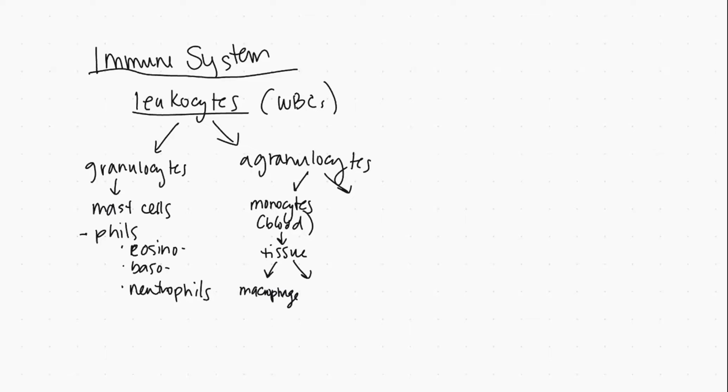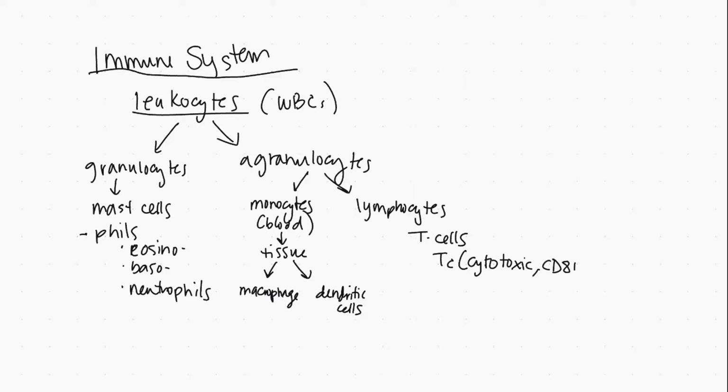For the agranulocytes, we also have another group called the lymphocytes. Our lymphocytes are in two categories, the T cells and the B cells. And for the T cells, there's two different types of T cells. There's the cytotoxic, and the cytotoxic are CD8 positive. And then the T helper cells, which are CD4 positive.